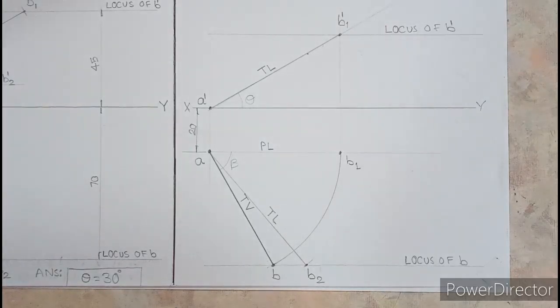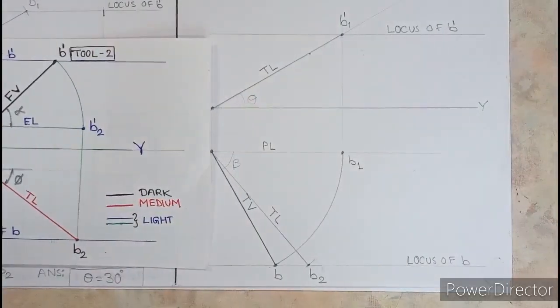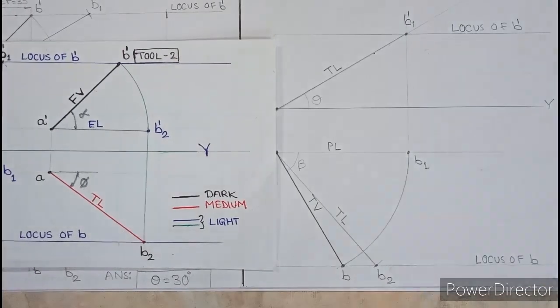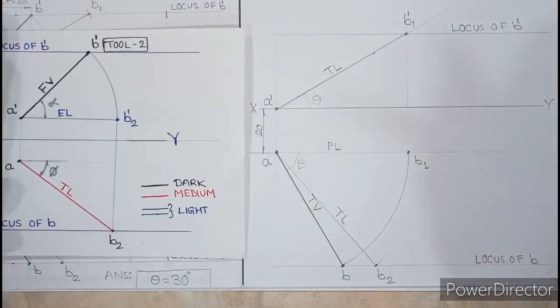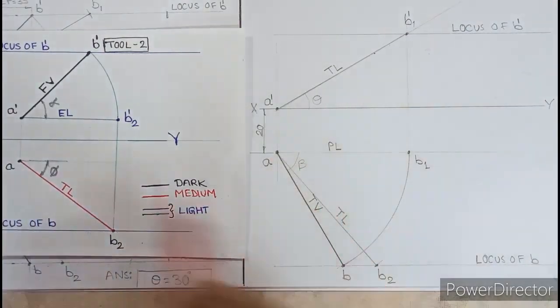So can we get anything from the tool? What can we get from the tool? One of you might think in the opposite direction. See, we have AB2, right? Even AB2 is here.